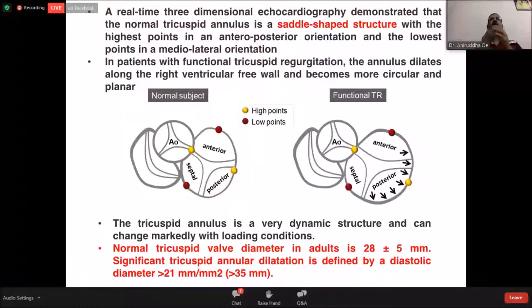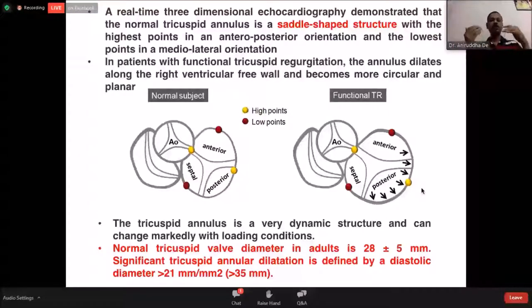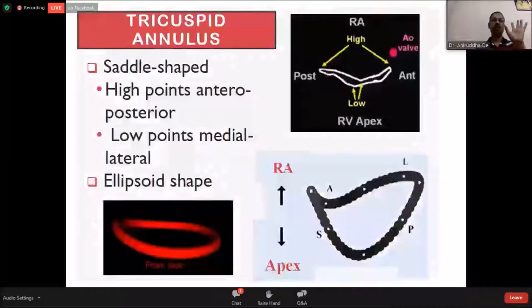Now, when you evaluate the tricuspid valve, it is very important to recognize that the tricuspid valve is a saddle-shaped structure, where there are high points and low points. I'll show this in a 3D picture in greater detail. The normal tricuspid annulus diameter in an adult is 28 plus or minus 5 millimeters, and significant tricuspid annular dilatation is defined by a diastolic diameter of more than 21 millimeters per square meter, or more than 35 millimeters, though some people say more than 40. So this is actually a saddle-shaped structure, and you can see the superior point and the inferior point, the high points and low points, and it is of ellipsoid shape.